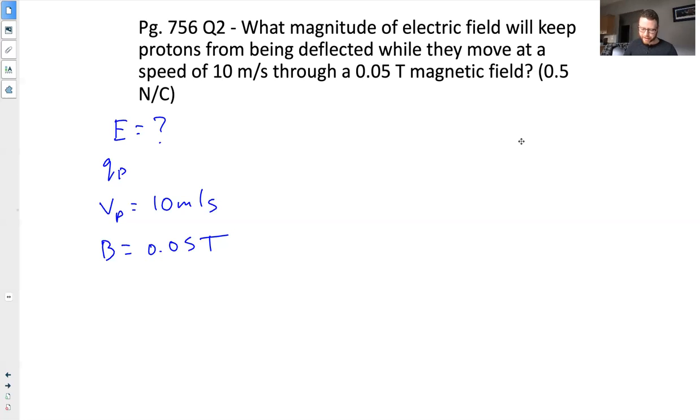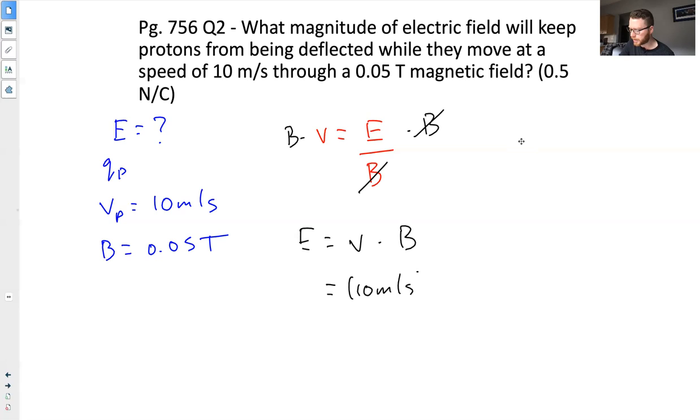Okay, so we have a proton here, and we just derived the formula we want to use for this one. You don't have to do it every time, but the first time you see it, you should be able to reach that formula from Fe equal to Fm. So velocity is equal to electric field strength divided by the magnetic field strength. We are solving for E, so let's write our formula in terms of E, multiplying both sides by B.